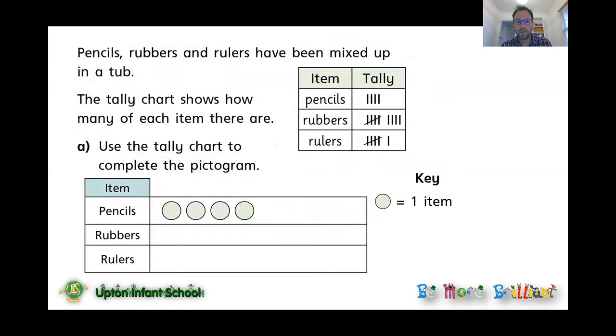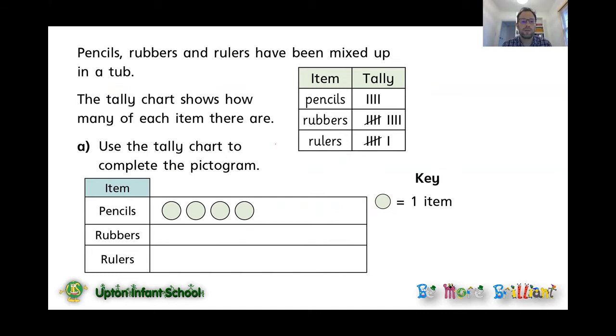Okay, so your turn to do something again now. It says on the screen, pencils, rubbers, and rulers have been mixed up in a tub. Oh, don't you hate it when that happens and everything gets jumbled up? The tally chart shows how many of each item there are. Oh, so somebody, a bit like we did with our pencils yesterday, has gone through and tallied how many of each thing there are.